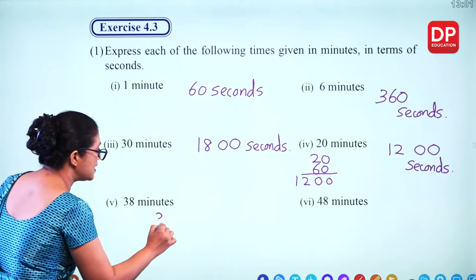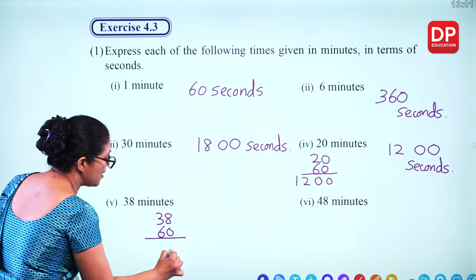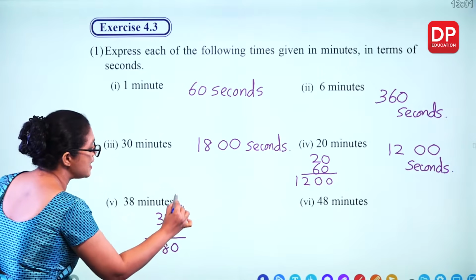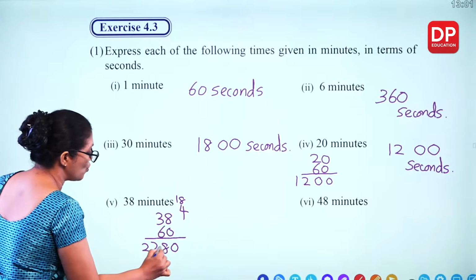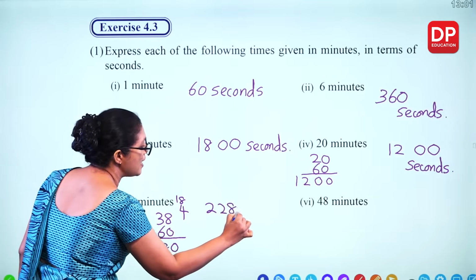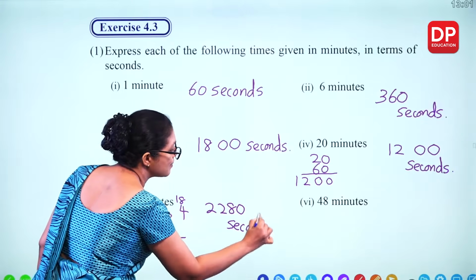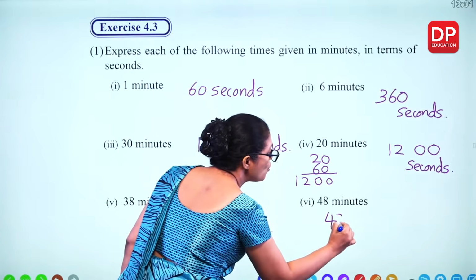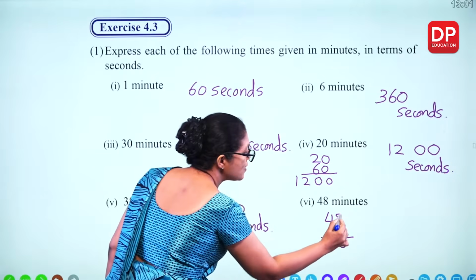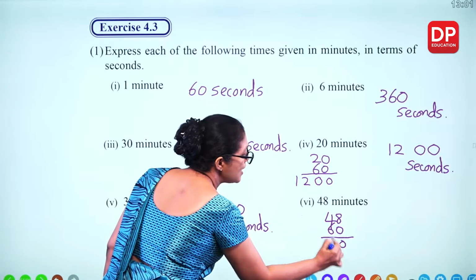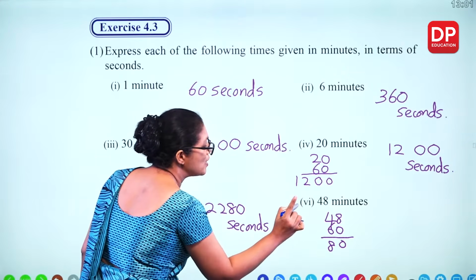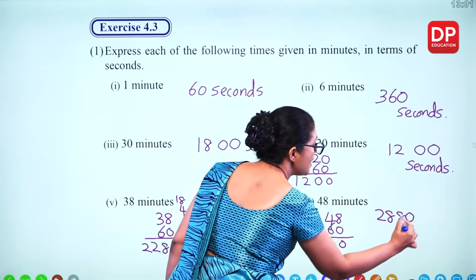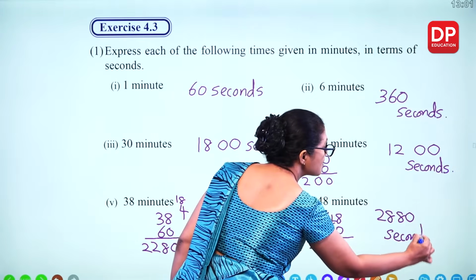38 minutes. 38 into 60. 0. 6 times 8, 48. 4 remaining. 6 times 3, 18 plus 4, you get 22. So 2280 seconds. 48 minutes. 48 into 60. Put 0. 6 times 8, 48. 4 remaining. 6 times 4, 24 plus 4, 28. 2880 seconds.